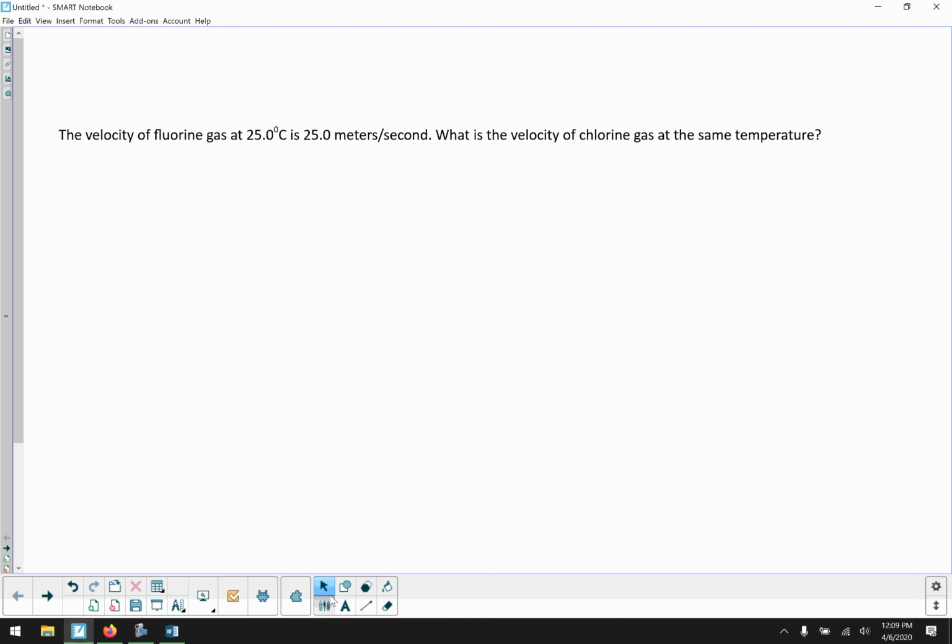Again, just to be clear, these are all from the Graham's Law worksheet. Graham like the cracker. So, the velocity of fluorine gas at 25 degrees Celsius is 25 meters per second. What is the velocity of chlorine gas at the same temperature? So we're looking for a velocity.